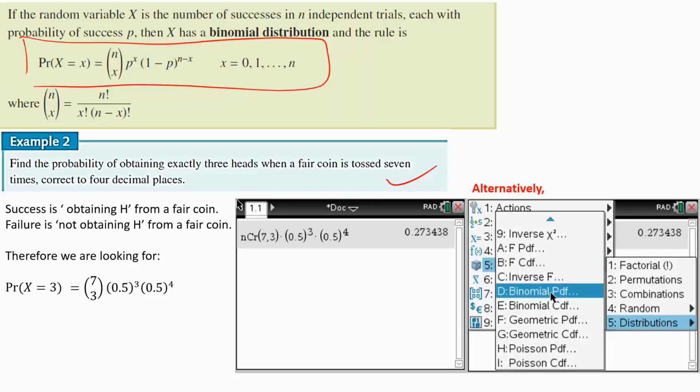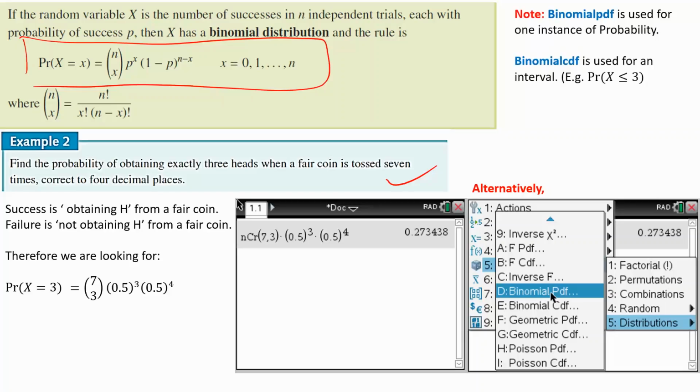Alternatively, you can also go through probability, which is number 5, and instead of going to combinations, which is how you get nCr, you can go to distributions and scroll down to the letter D or press the letter D, and it says binomial PDF and binomial CDF. Now, as a note, which I wrote in the PowerPoint, what is PDF and CDF? PDF is used for one instance. So in our case, probability of x equals 3, that's one instance. Probability of x equals 1, that's one instance. CDF, on the other hand, is for an interval. So if you wanted to know the chances of getting less than or equal to 3 heads, then that would be CDF, because it will calculate for you probability 0, 1, 2, and 3, and add it all up together. Okay, that's what CDF does.